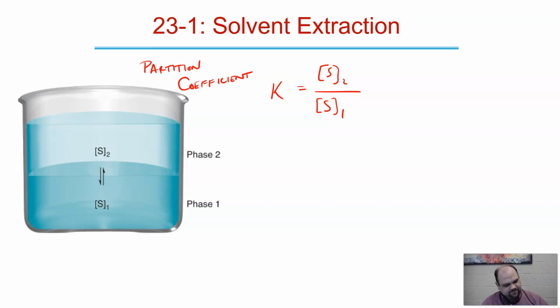Okay. If we're doing this analytically, we want to know how much of our sample is actually being extracted. And so if we have a K of, let's say 3, then that means that there are 3 times as much of our sample in the second solvent as there is in the first solvent. And that's a pretty efficient extraction if I can get 75% of my sample extracted each time.